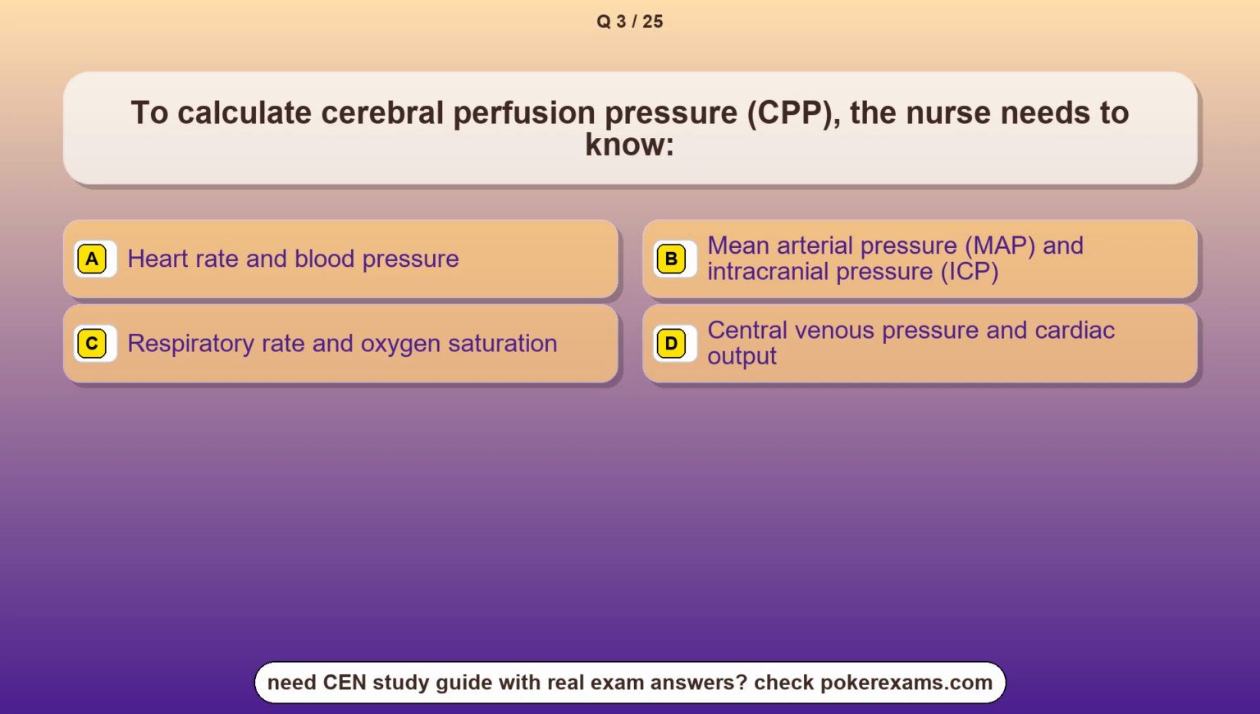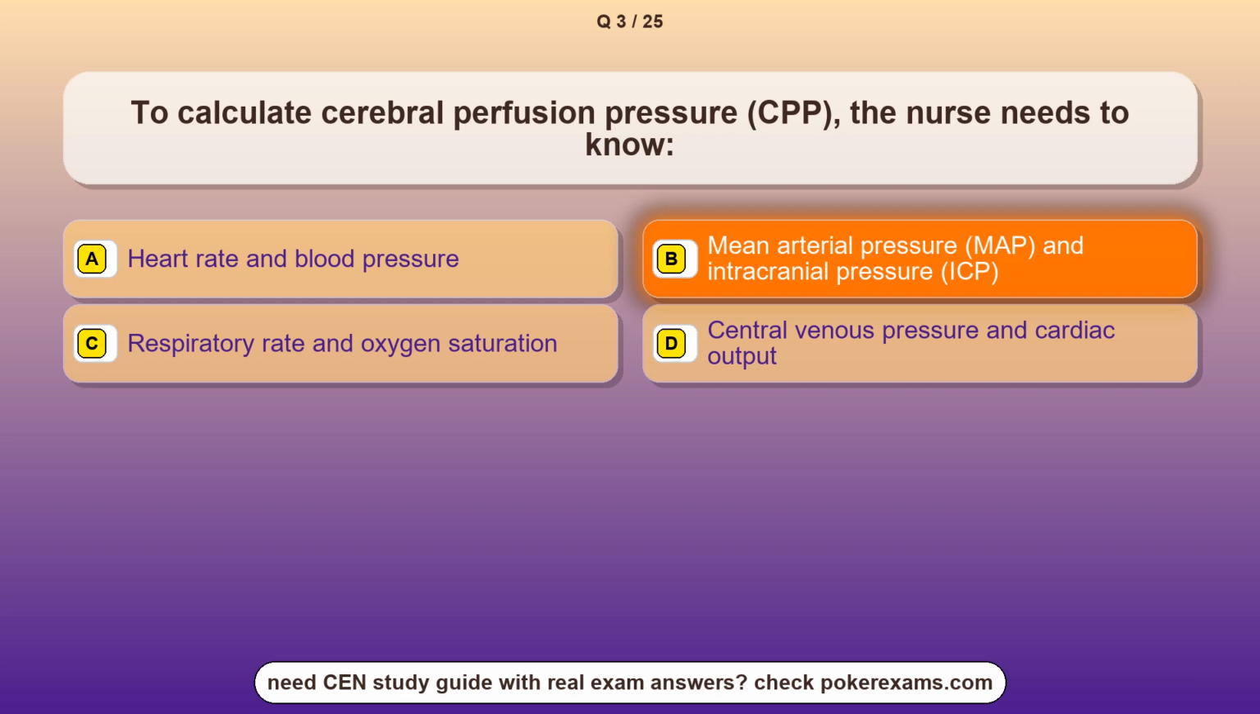Question 3. To calculate cerebral perfusion pressure, CPP, the nurse needs to know option A. Heart rate and blood pressure. Option B. Mean arterial pressure, MAP, and intracranial pressure, ICP. Option C. Respiratory rate and oxygen saturation. Option D. Central venous pressure and cardiac output.